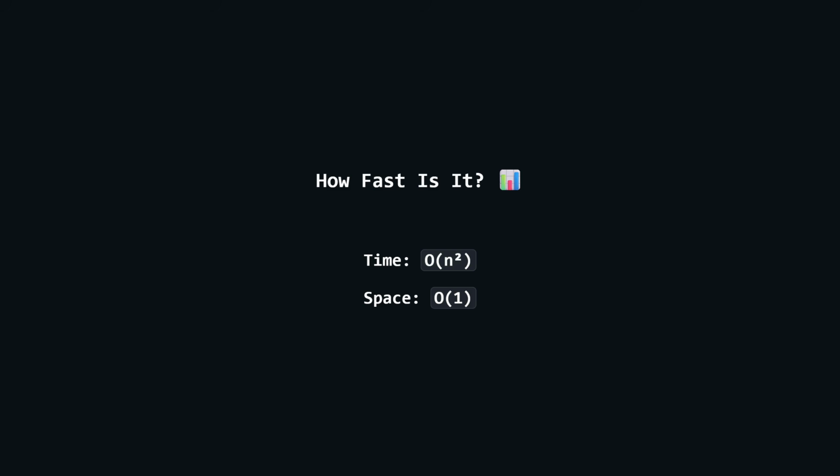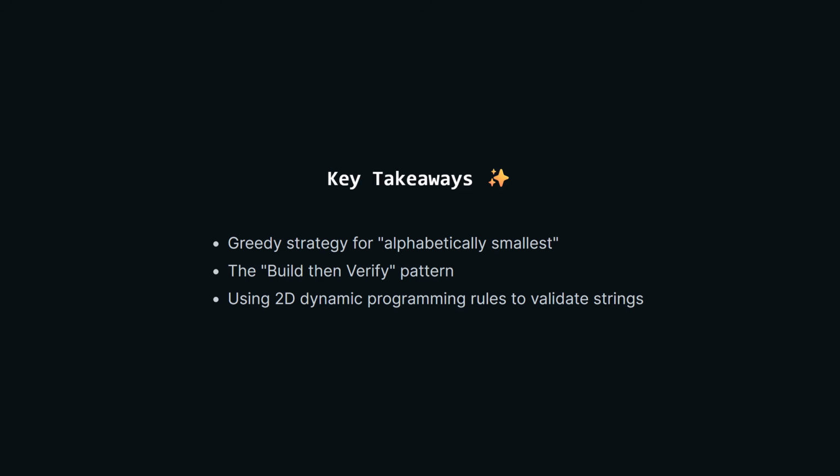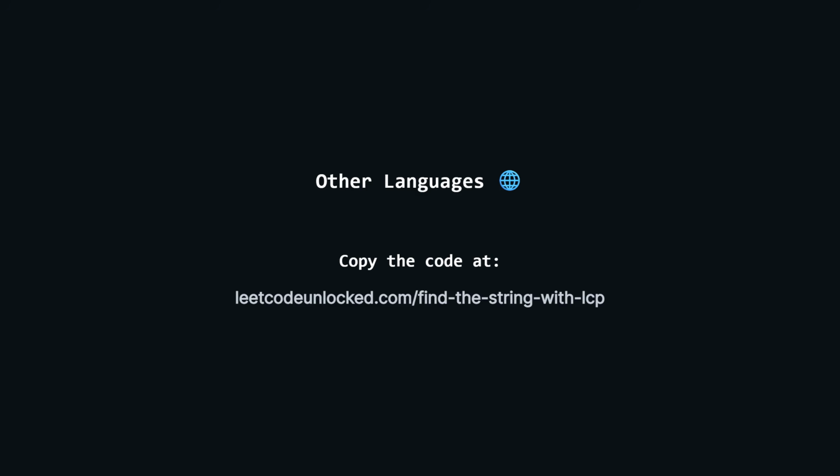Because we process the n by n grid essentially twice, our time complexity is big O of n squared. Space is order 1, since we only use the output string array. The main takeaways here are using a greedy approach for alphabetically smallest requirements, and the powerful pattern of generating a candidate first and verifying it second. Alright, that covers the Python solution.